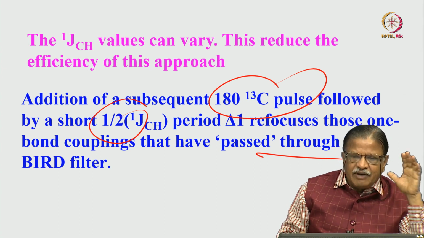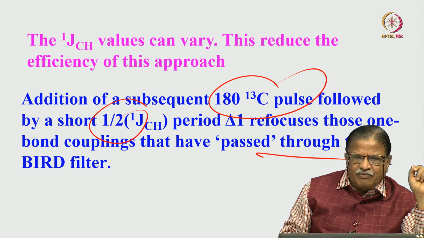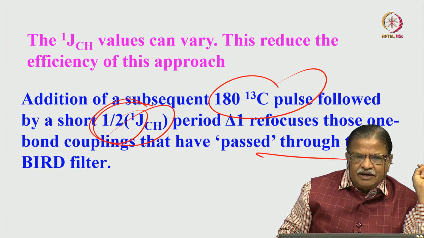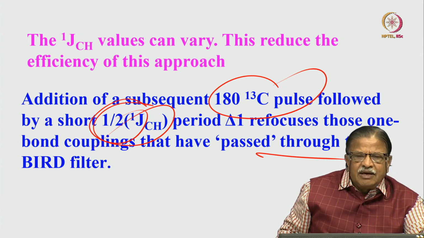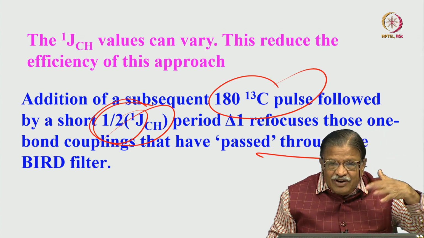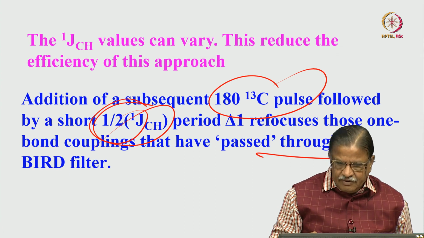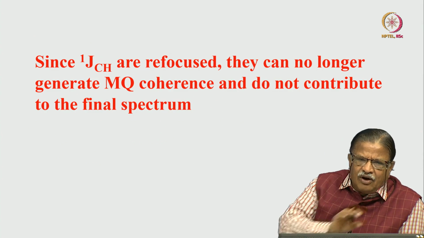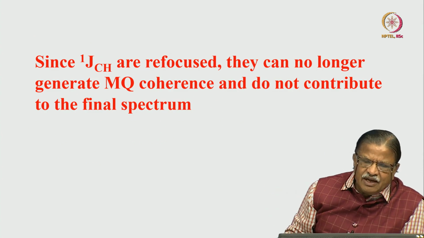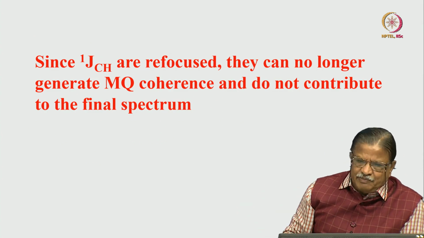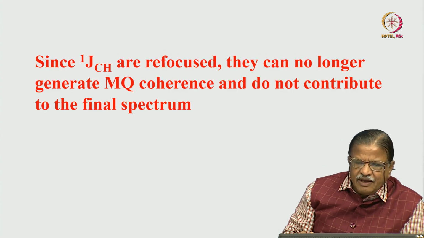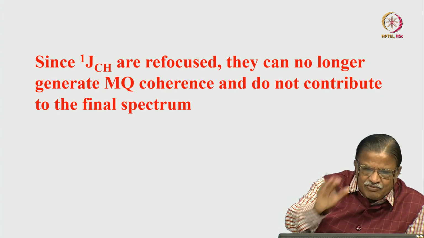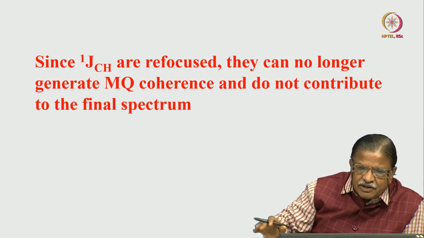What we do is we apply another 180 carbon-13 pulse followed by a short 1/2 JCH delta, which refocuses those one-bond couplings that did not get filtered out by the BIRD element. Since the 1JCH are refocused, they no longer generate multiple quantum coherences and do not contribute to the final spectrum. So we suppress the one-bond couplings, which do not contribute to the spectrum, because we use the filters.